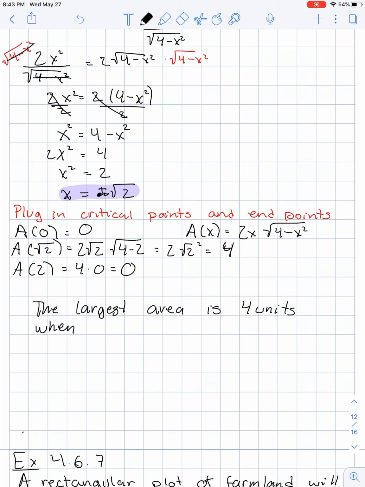when the rectangle is square root of 2 units high and 2 root 2 units long.